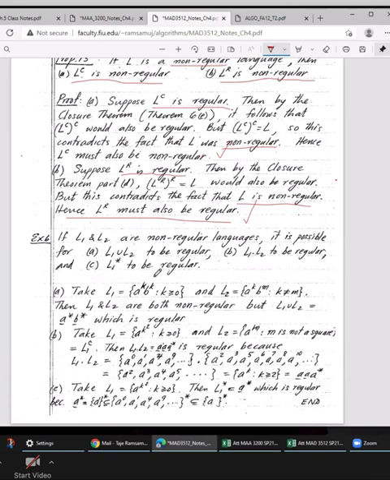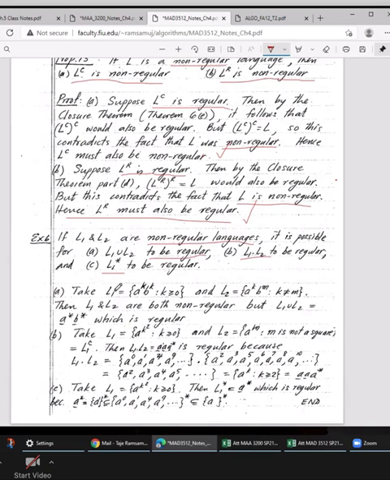Now, there are certain things that you wouldn't expect, but these are true also. If L1 and L2 are non-regular languages, it is possible for the union to be regular. You're thinking, you mean two bad things can make a good thing? Yes. It is possible for the concatenation to be regular, and it is possible for the star to be regular. You're thinking, but I thought L1 and L2 are bad.